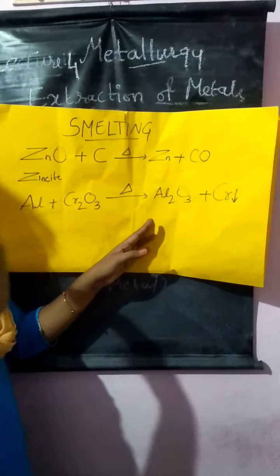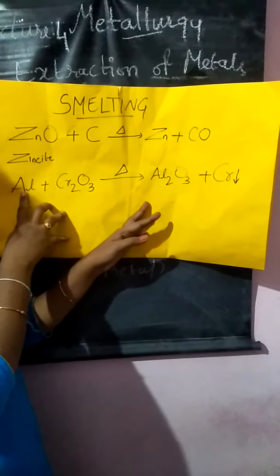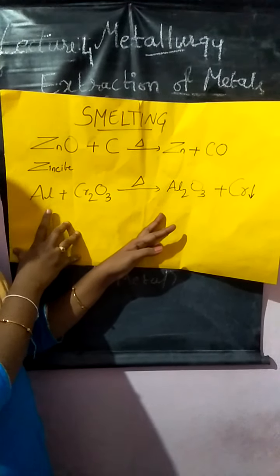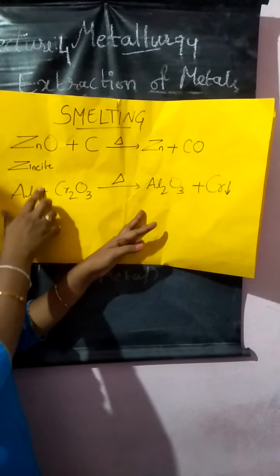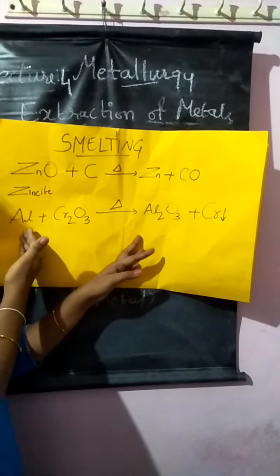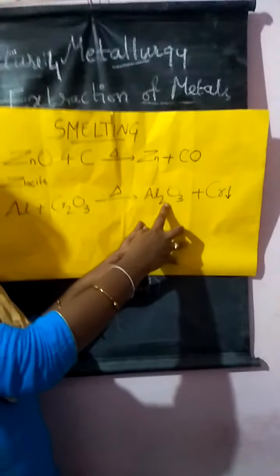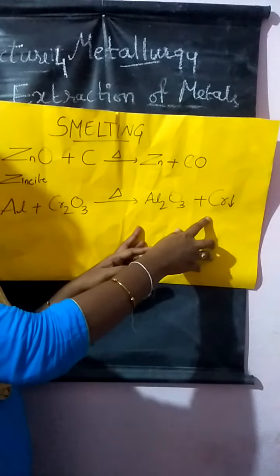Here, as I said, even metals can act as a reducing agent in the smelting process. Here, aluminium is the metal which is used as a reducing agent. As you know, aluminium is electropositive in nature. So it acts as a reducing agent. It reduces chromium oxide. It forms aluminium oxide and chromium. We will get the crude metal out of this.